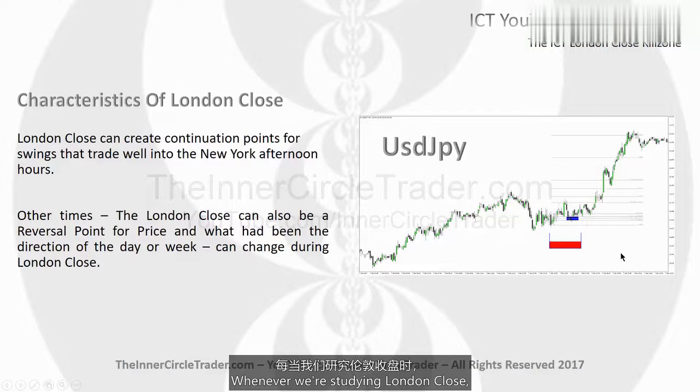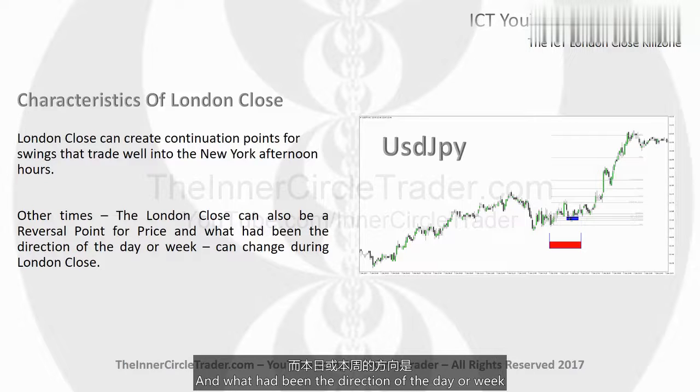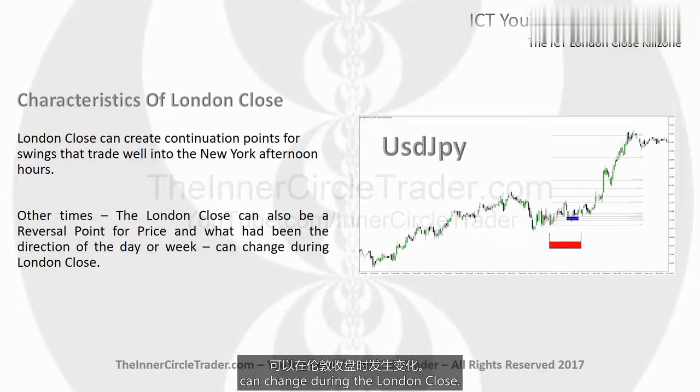Whenever we're studying London close, you have to be looking at it from a 5-minute. Anything higher than that, you're not going to get the detail you need. But optimal trade entry long in here creates the continuation of the overall trend and a nice extrapolated move all the way up to the 300 extension. And what had been the direction of the day or week can change during the London close.